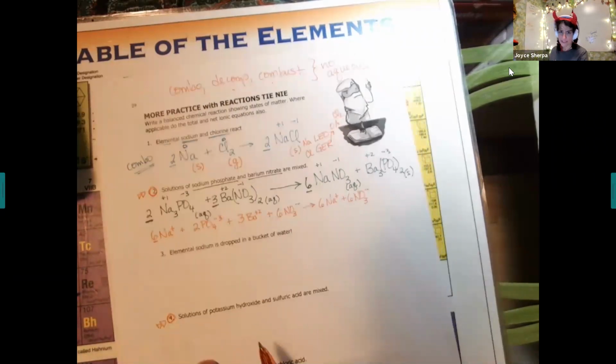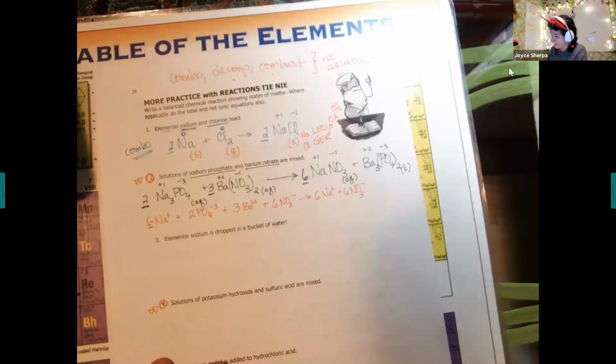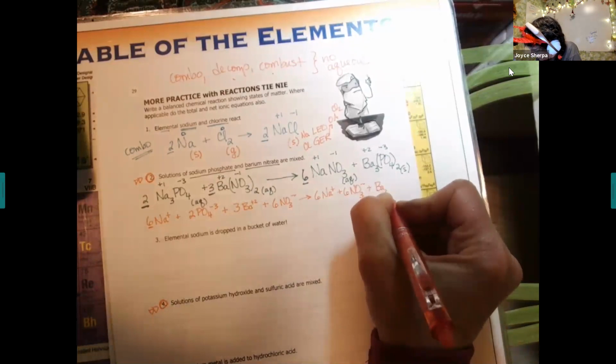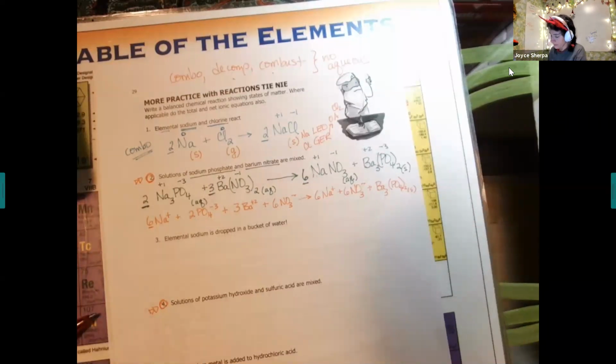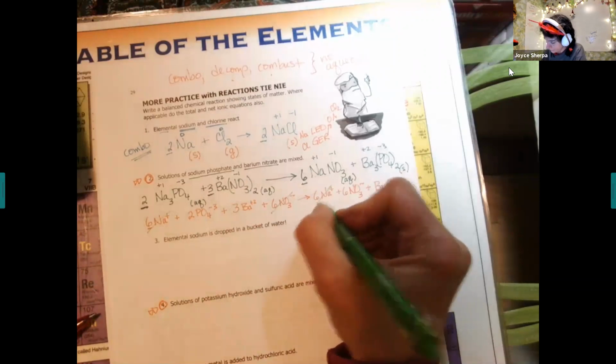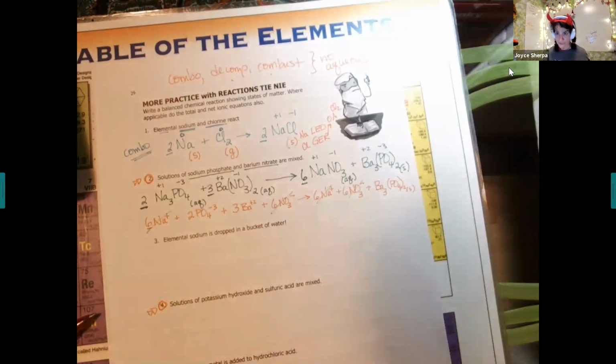So it just takes time. You guys will all get it. The solid, we keep it together. That's what happened here, we made a precipitate. So our spectator ions are the sodium and the nitrate. The spectators are there. They just stay in the solution, meandering around. They just don't have an interest in each other.